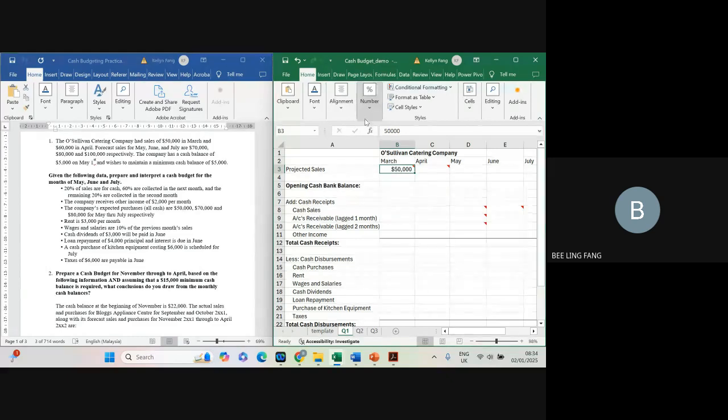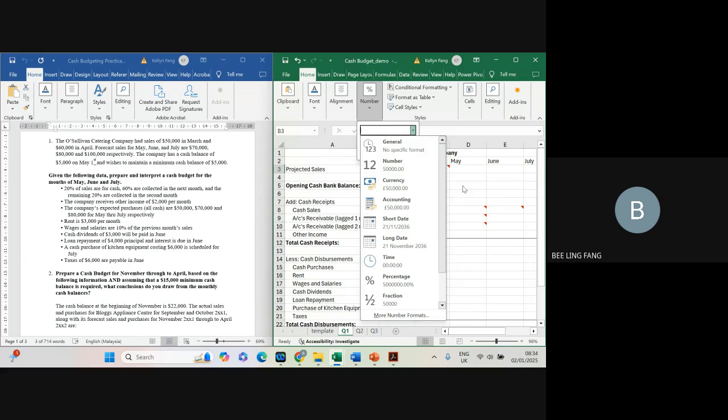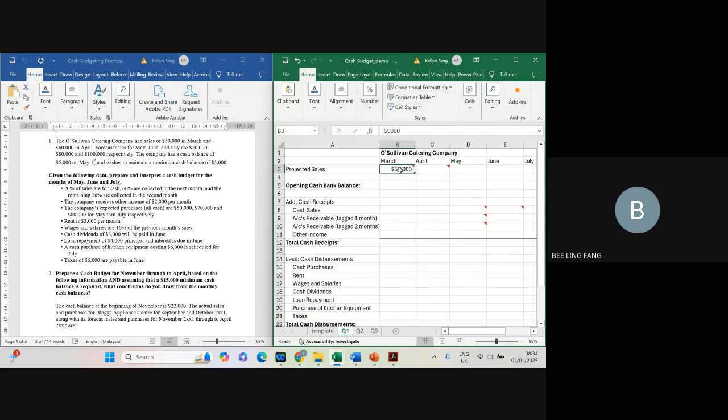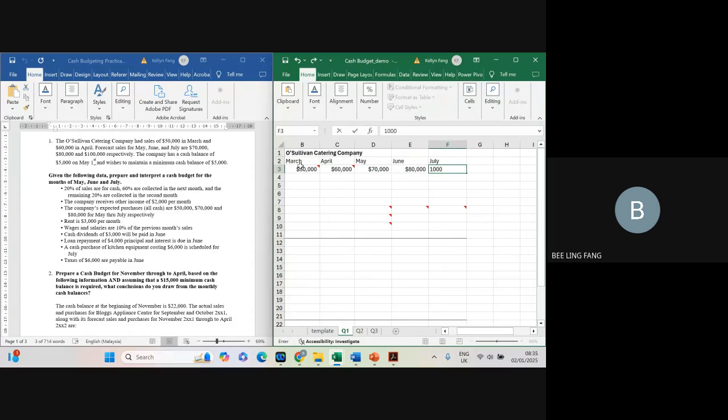And then you can go to the number format, choose custom, then change to a dollar sign, okay, to make it in proper units. So this one is 60,000. Okay, May, June, July, the forecast sales are 70, 80, 100. Okay, 70,000, 80,000, 100,000.